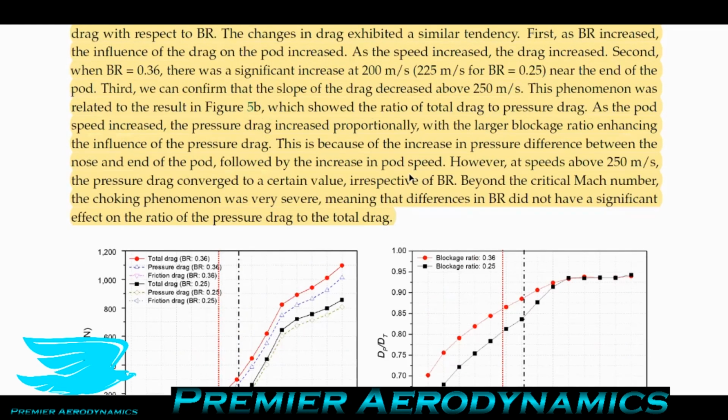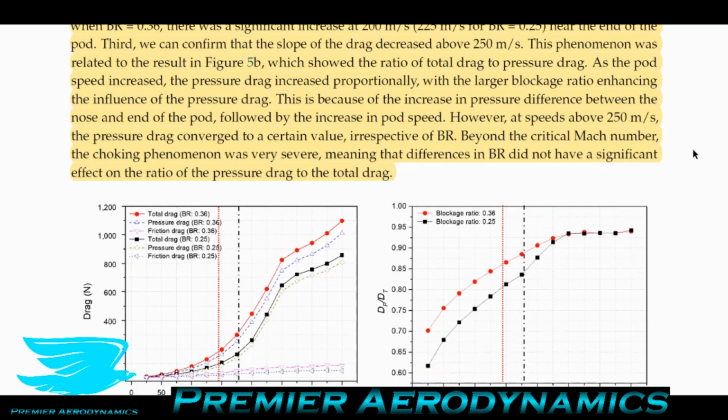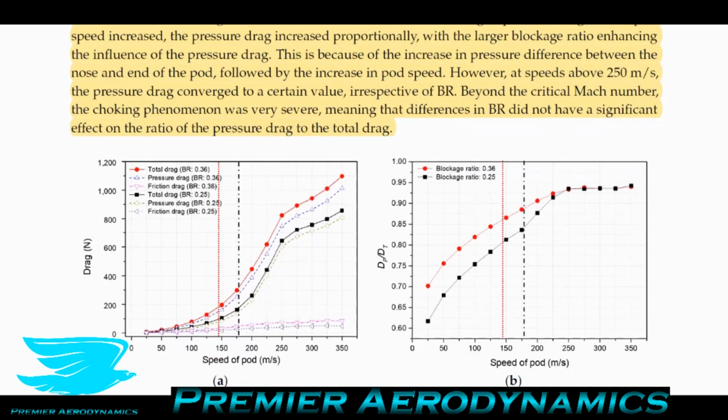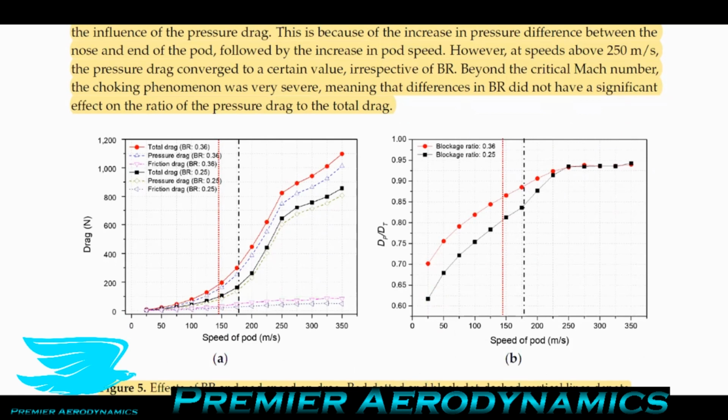Now, the third, we can confirm that the slope of the drag decreased above 250 meters per second, as I mentioned. This phenomenon was related to the results in figure 5b, which showed the ratio of the total drag to the pressure drag. So below 250 meters per second, the pressure drag started constituting more and more of the overall drag. And that makes sense because as you go faster, the friction drag will increase a little bit because the velocity on the surface is increasing, but the pressure drag is going to be increasing a lot more because you're reaching the critical Mach number. So you're getting this greater pressure difference between the front and back of your object.